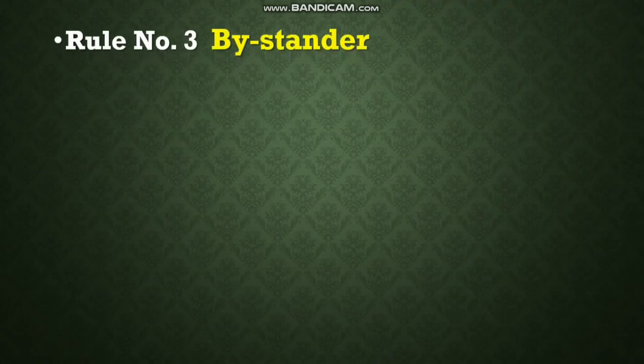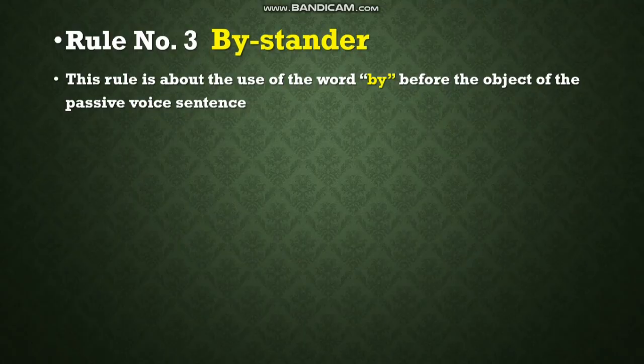Now, the rule number 3. We have seen that you have 3 golden rules. The rule number 3 is bystander. Normally, a bystander is a person standing somewhere looking at things which are happening. In this word bystander, we have the word by. This rule is about the use of the word by before the object of the passive voice sentence. This means before you add the object in the passive voice, you need to use the word by. Look at the following examples that will help you understand this rule.